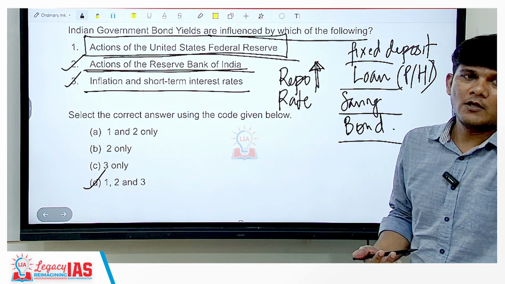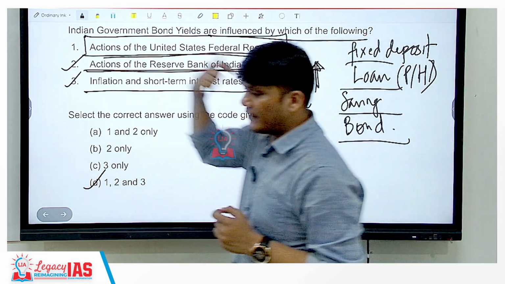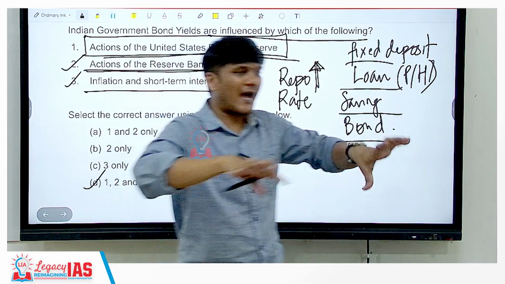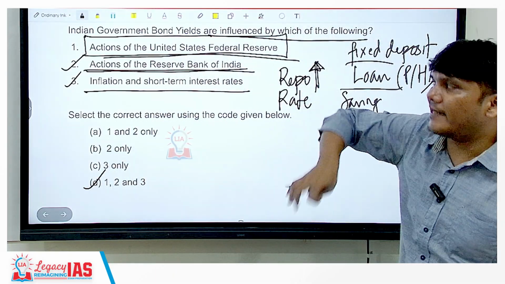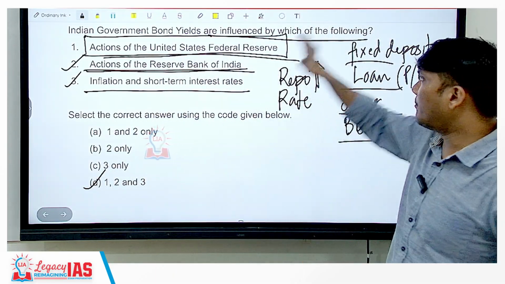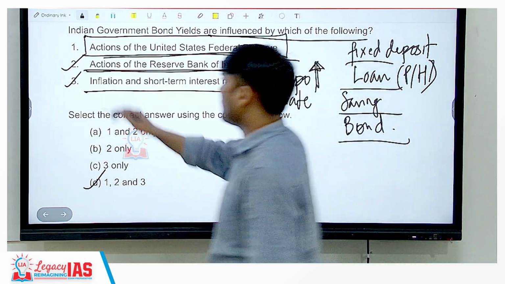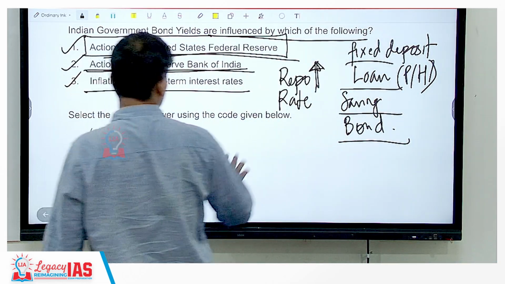So whether the USA Federal Reserve increases or decreases the rate, it is going to have an indirect impact on Indian financial instruments, and bonds are one such instrument. So hence all are correct.